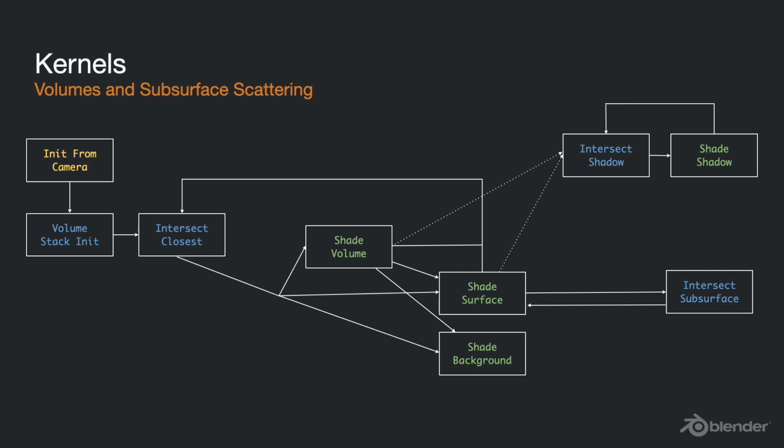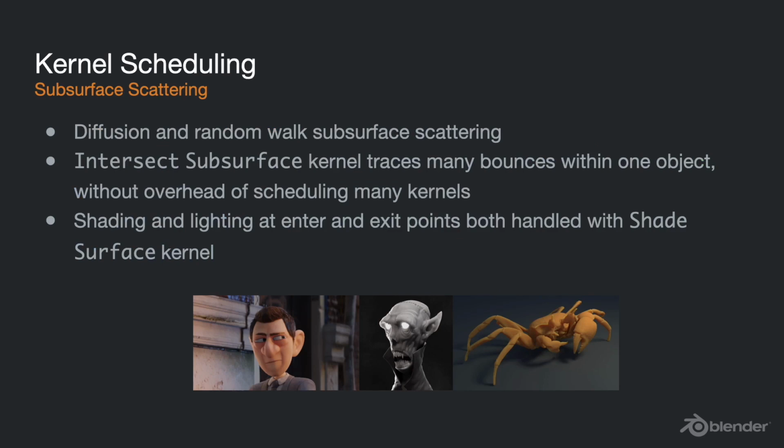For subsurface scattering, we also have a special kernel. With subsurface scattering, especially if you do path trace subsurface scattering, you're tracing potentially dozens of rays. And in order to make that efficient, we don't want to schedule dozens of kernels every time. So we have a single intersect subsurface kernel, which traces all the rays in a single kernel. And that integrates with the shade surface kernel. It kind of bypasses the whole indirect light loop and just does everything in a single kernel. Specifically, Cycles supports diffusion and random walk-based subsurface scattering. Both require tracing a bunch of rays in the intersect subsurface kernel, and we do that all at once.